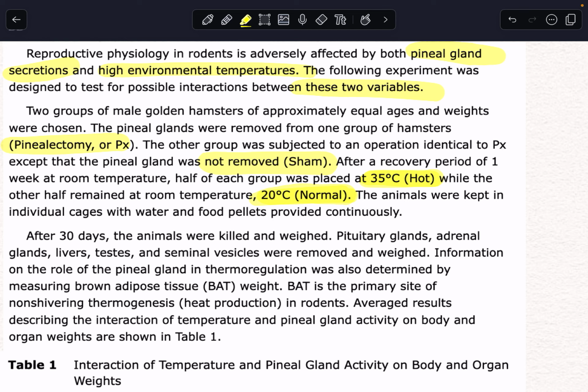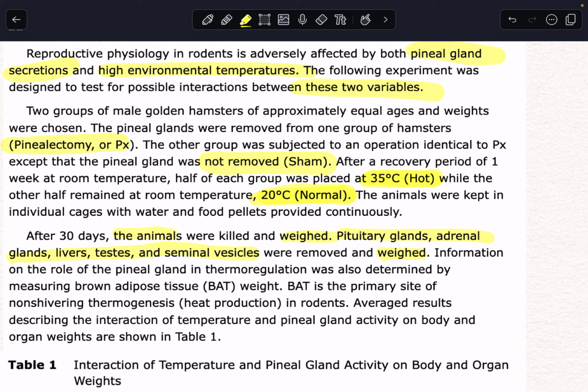Okay, the animals were kept in individual cages with water and food pellets provided continuously. After 30 days, the animals were killed and weighed. Okay, so their body weight was weighed. And then also pituitary glands, adrenal glands, liver, testes, and seminal vesicles were removed and weighed as well. Okay, so all these other organs were weighed as well.